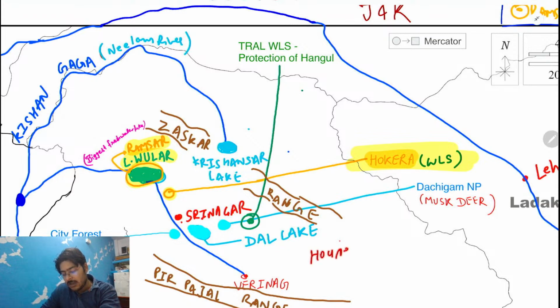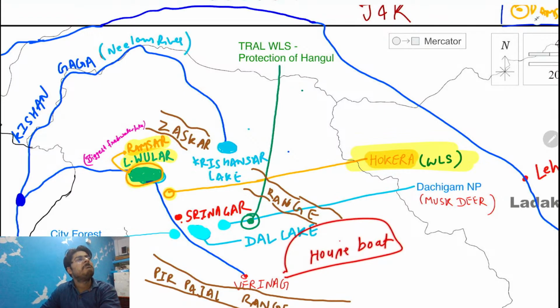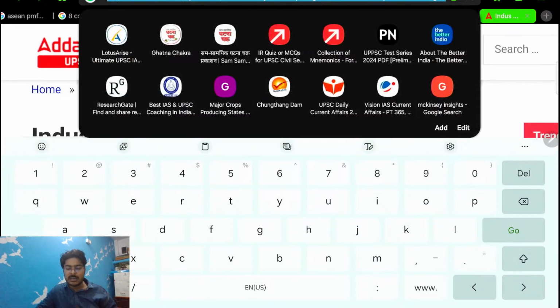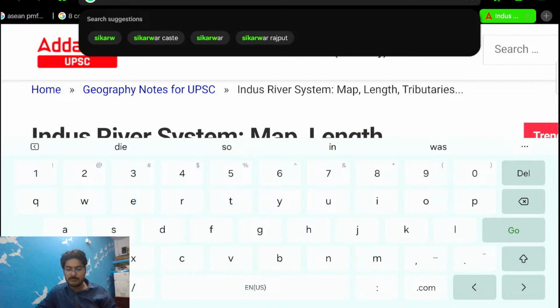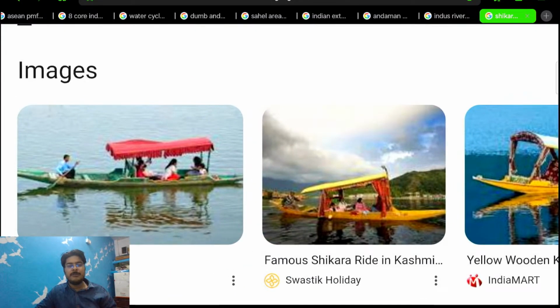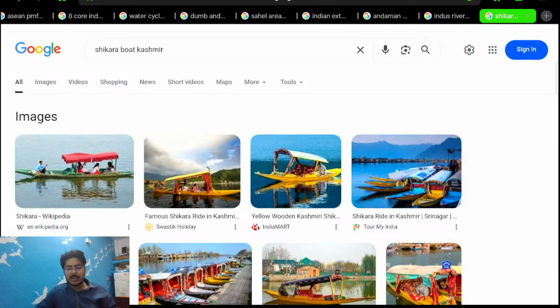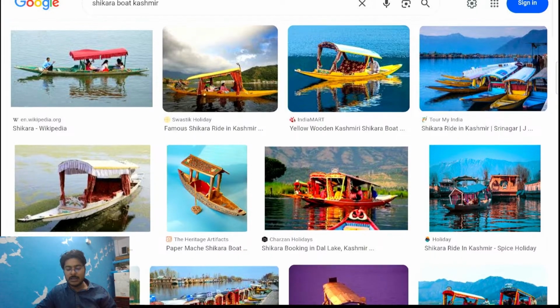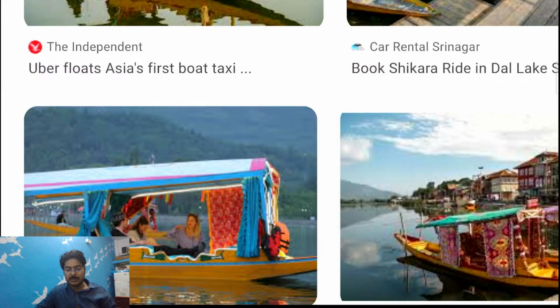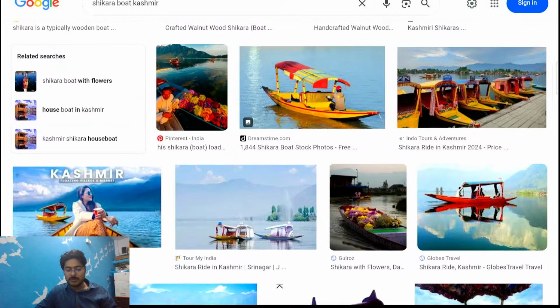Remember the JNK? I talked about the houseboat. Houseboats are also there in the JNK, which we call Shikara. For example, let me give you the understanding. Shikara boat. It is known as the Shikara. So Shikara is the name of the houseboat that is there in the JNK. These are known as houseboats. It looks like a house and it is called the Shikara. Shikara houseboat. Clear?